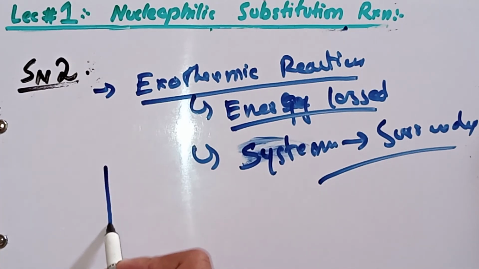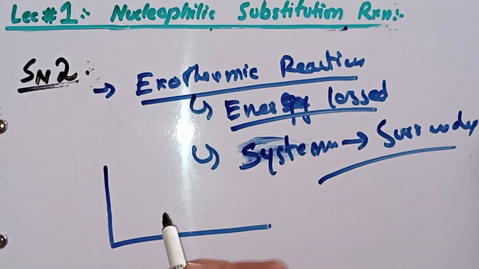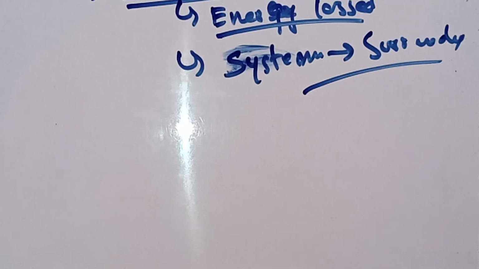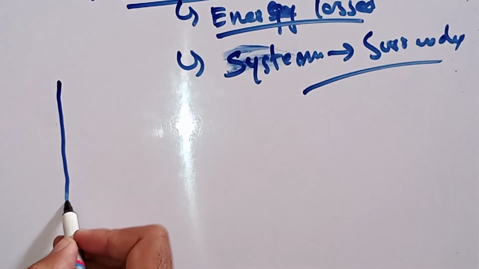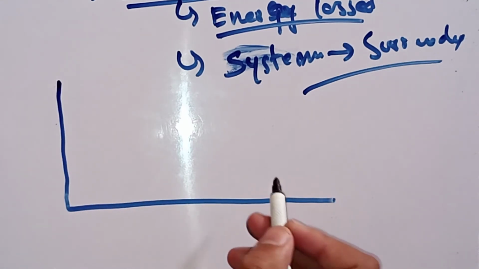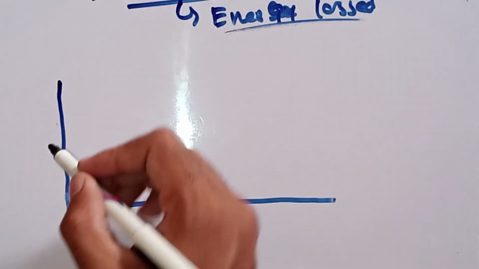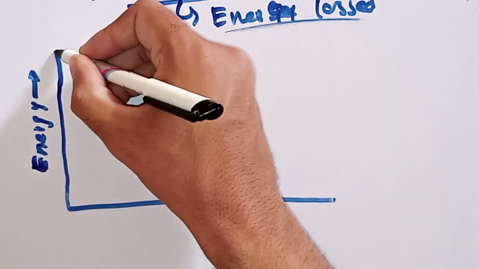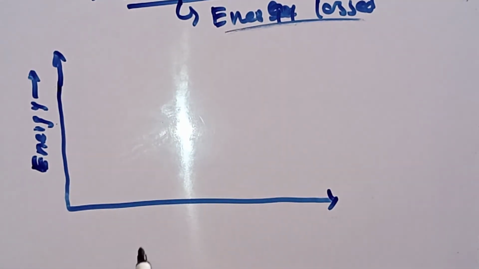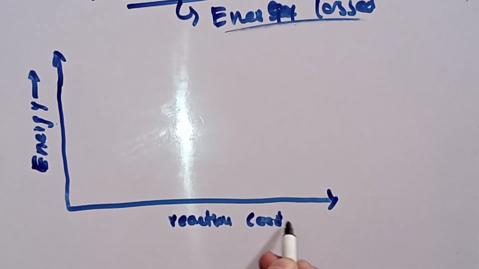So now you can draw the reaction energy diagram for the SN2 reaction. It will be like that. This will be the energy diagram. Here it is energy, and this is the reaction coordinate, along which the reaction proceeds.